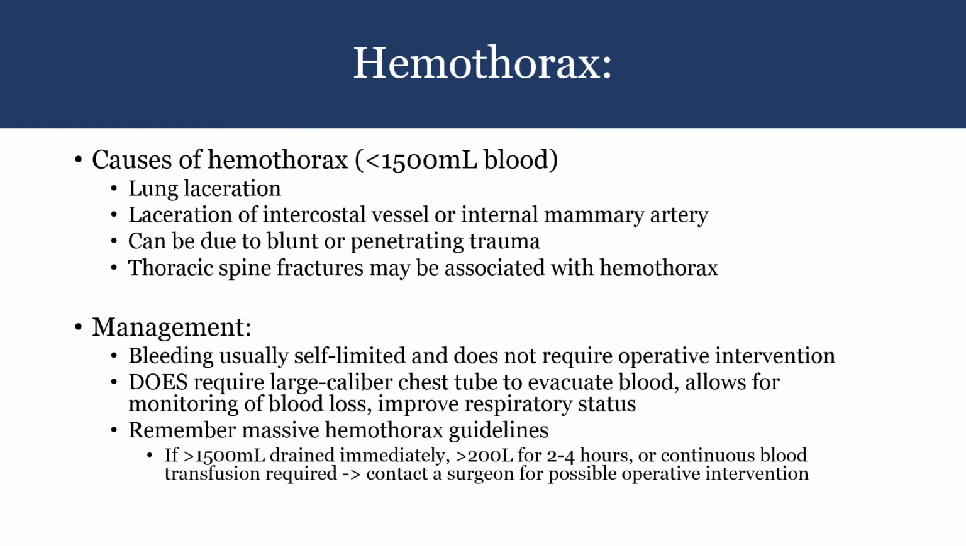And always remember that if you put a chest tube and you have more than 1,500 mils of blood drained immediately, or in the next 2 to 4 hours you have more than 200 cc's of blood drained, and also the need for continuous blood transfusion to support this patient, these patients require an RA thoracotomy. So always remember that at the back of your hands.